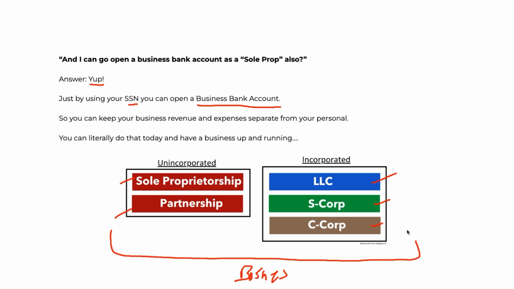So the business is already established. It's just a matter of you generating the money, right? Now, whether or not you decide to run the business through a corporation is a whole separate story that we're going to be walking through, establishing those layers. Yes, you can open a business bank account at your local bank as a sole prop using your social security number, and then start to keep your business revenue and expenses separate from your personal, right? So you can literally go today and have a business up and running.